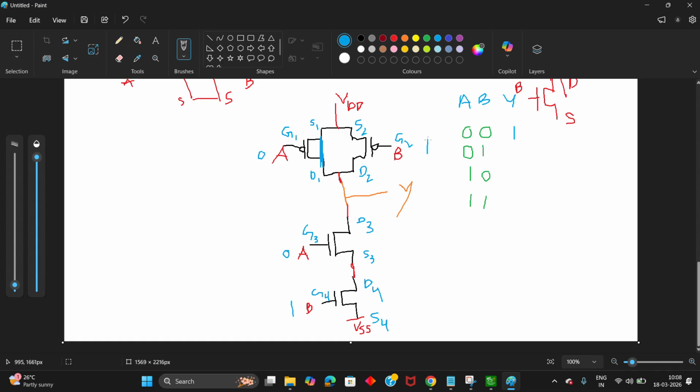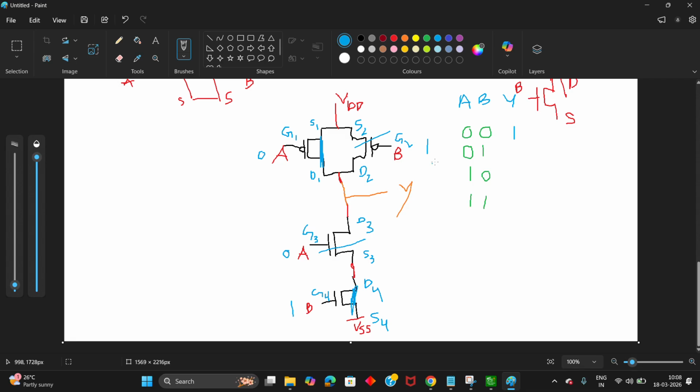Why? Because we have applied 1, but PMOS will turn on when you apply 0, right? So it is going to turn off. In this case the third transistor, that is the first NMOS transistor, is going to turn off. Why? Because we have applied 0 to its gate terminal. If you see the second NMOS transistor, we have applied 1 to it, it is going to have a clear path, that is on, the transistor will get on.